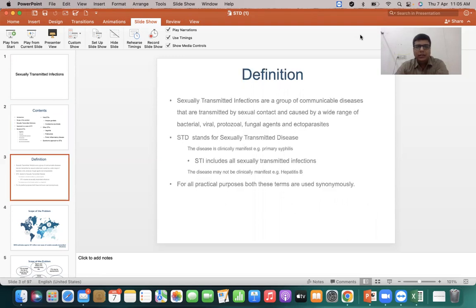So, what is a sexually transmitted infection and what is an STD? According to the definition, STD stands for all sexually transmitted diseases which are clinically manifest, like we will see genital lesions in sexually transmitted diseases. And in sexually transmitted infections, it is not necessary that we will see clinical manifestations, like hepatitis B. But in practical language, we use both terms, STD and STI, as synonyms.